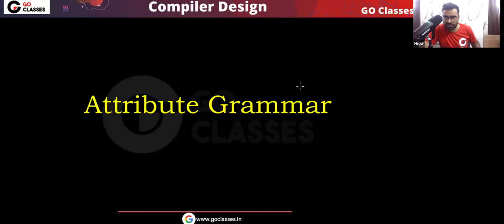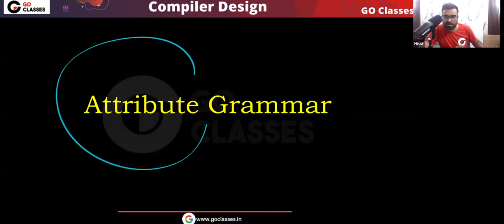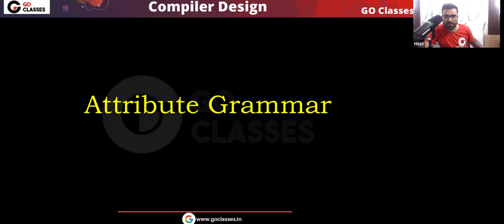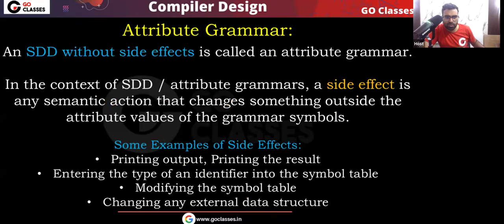The next definition is attribute grammar. This is just a simple definition. So let's see, what is the definition of attribute grammar? Attribute grammar is basically an SDD without side effects. This is the simple definition. What is attribute grammar? It is an SDD, meaning a syntax directed definition, without side effects. This is called attribute grammar.